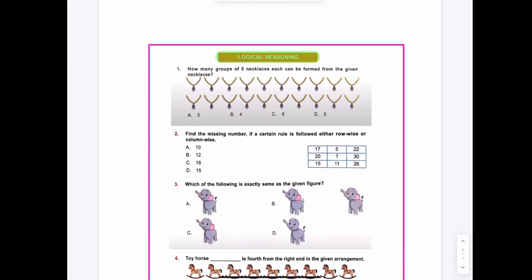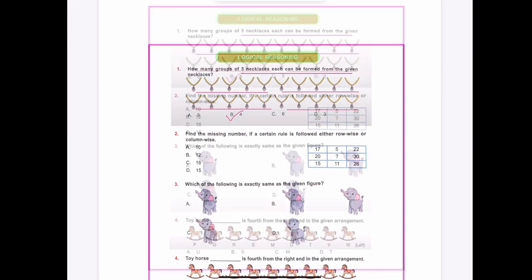First, in the logical reasoning section, the first question is how many groups of 5 necklaces each can be formed from the given necklaces. So these are the given necklaces and we have to make groups of 5 necklaces each. Let's distribute it: 5 necklaces 1 group, 5 necklaces 2 groups, like this 3 groups and 4 groups. So we can make 4 groups out of these total necklaces.